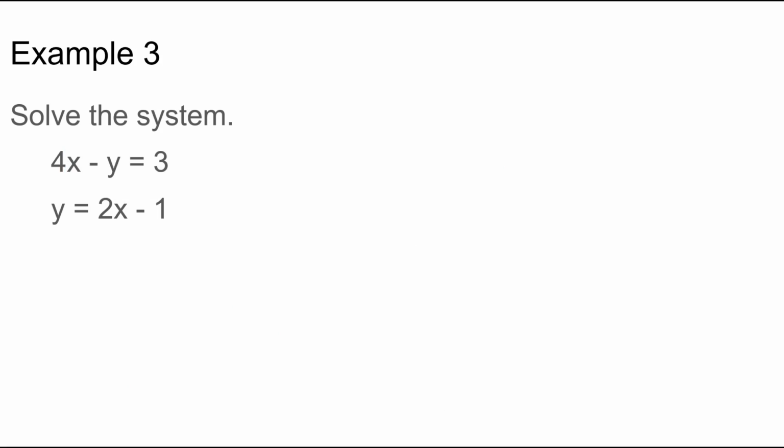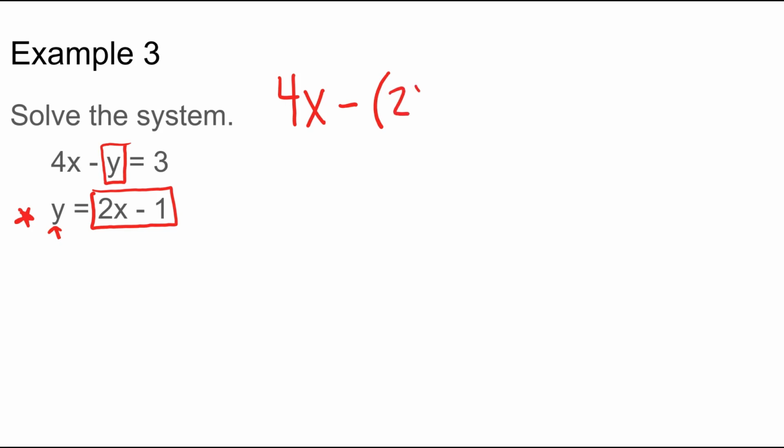Last problem together. Solve the system. So we've got our y equals right here. We're going to box everything after that equal sign. And we're looking at y, so we're going to box that y here. Now be careful not to include that negative symbol. So we've got 4x minus, we must include that parenthesis, we're going to end up distributing, is equal to 3.